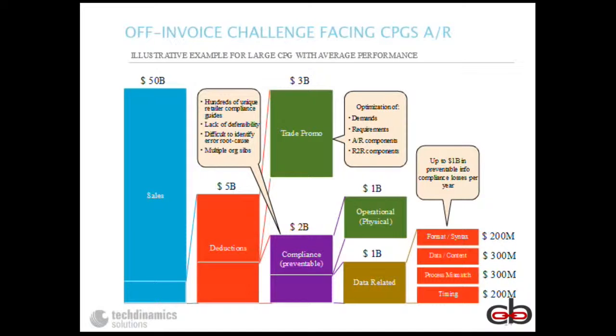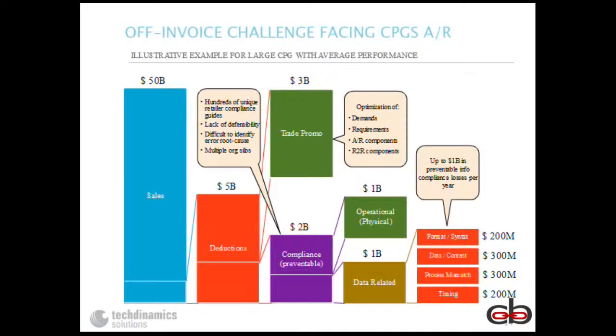There's nothing you can do about that. That's part of doing business. The other one is just compliance. And these are what I will call preventable compliance issues. And those in turn are broken into two parts. One is operational, meaning you didn't apply the label on the box in the right place, and there's going to be a penalty for that, and there's going to be some deductions that you will incur. Those are more of a physical side, but the other side is data related. Some of them are related to syntax, data content, process mismatch, and timing.